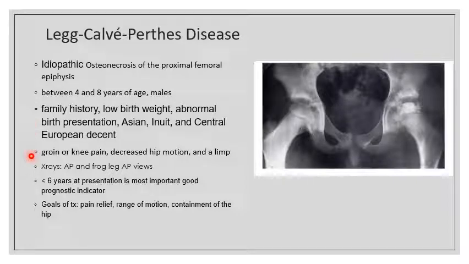Patients would actually come in with groin or knee pain, decreased hip motion, or even with a limp. And usually we do an x-ray, AP and frog leg. Presentation of less than 6 years is a good prognostic indicator. What we basically do is just give pain relief, do range of motion, and make sure that the hip does not dislocate.